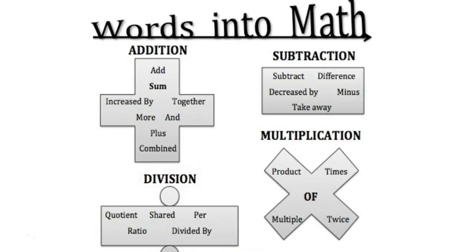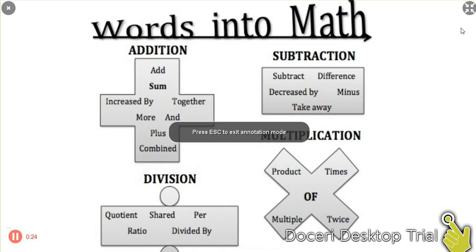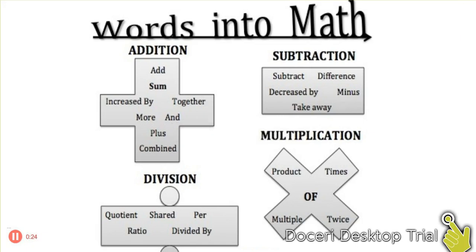So before we get started, we need to review some words that mean specific math operations. And so we're going to start with addition. Words that mean to add include add, sum, increase by, together, more, and plus, and combined. One that I really want to focus on right now is the concept of the word sum.